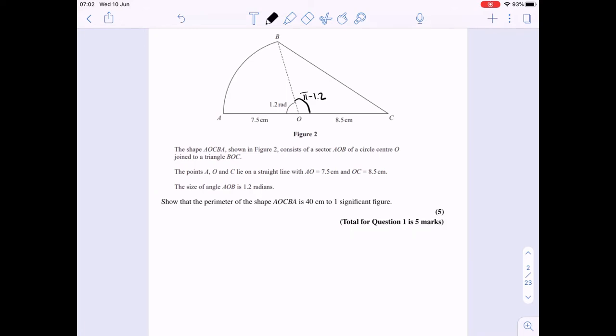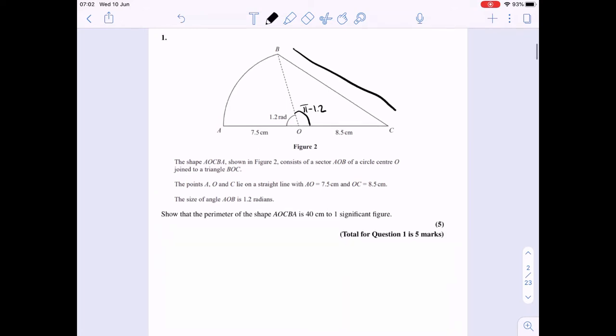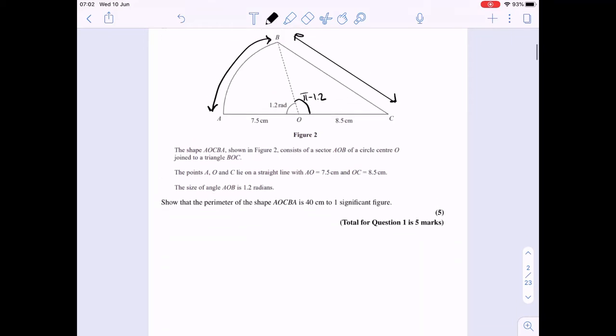I'm also thinking for the complete perimeter, I need to work out this length, and I also need to work out this arc length. Okay, so let's start off with the arc length. So if we say AB, that's going to equal r theta, which is 1.2 times 7.5, which if you plug in on your calculator is 9, so it's going to be 9 centimeters.